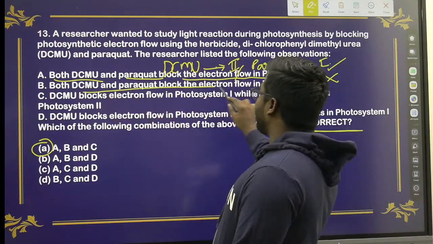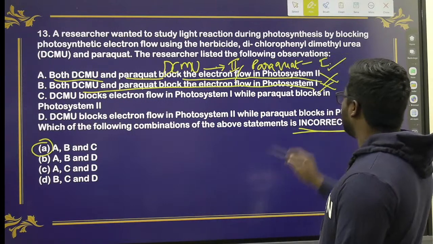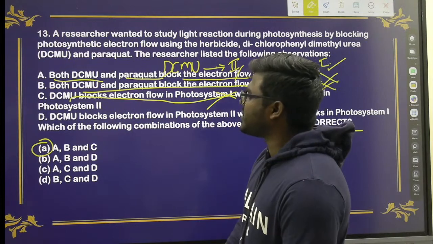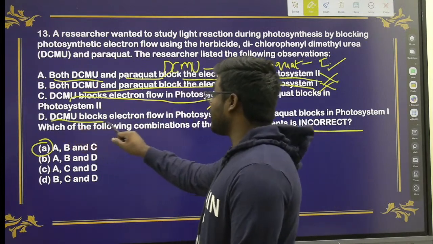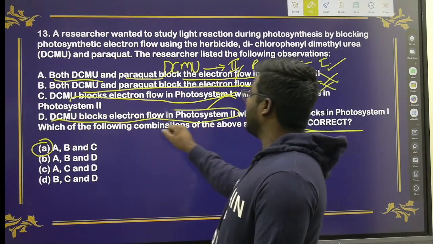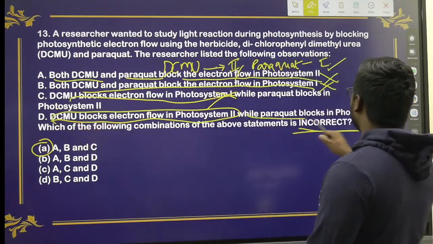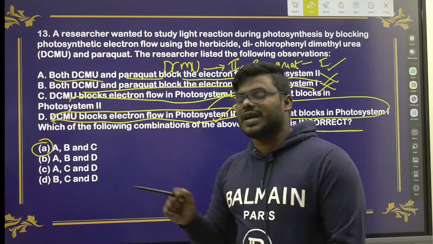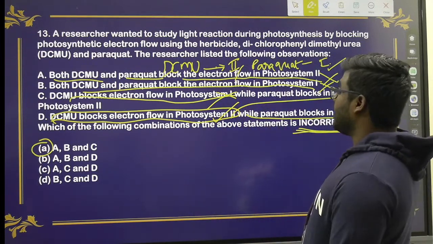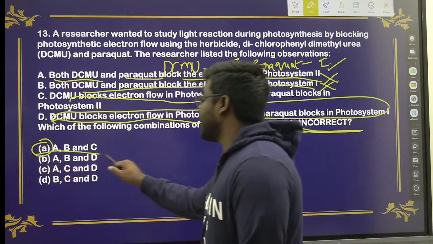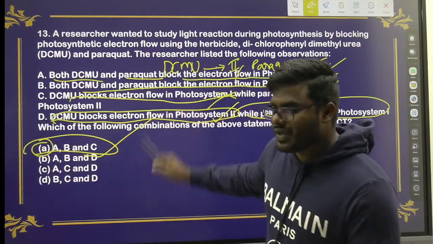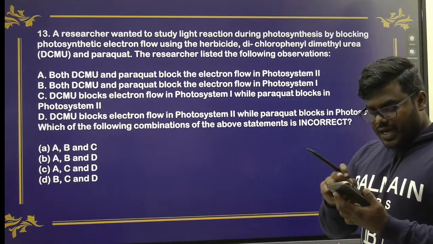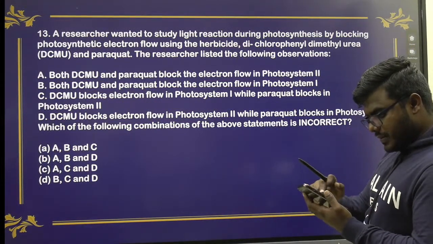Both DCMU and paraquat block the electron flow in photosystem 1? No. DCMU blocks electron flow in photosystem 2. That is an absolutely wrong statement. The only correct statement is what? DCMU blocks the electron flow in photosystem 2, while paraquat blocks in photosystem 1. This is the correct statement, option D. But the question asked is to identify the incorrect statement. So option A, that is A, B, C. Very, very simple question. Very good. Get ready for question number 14.